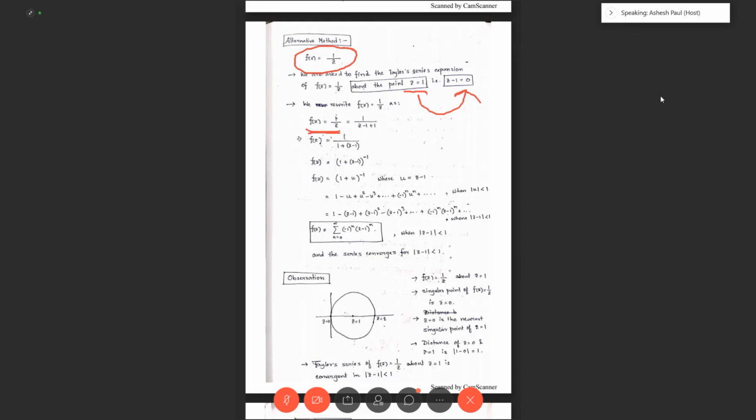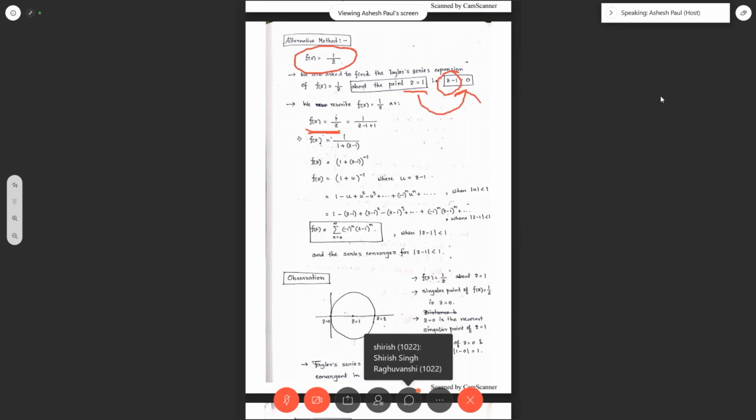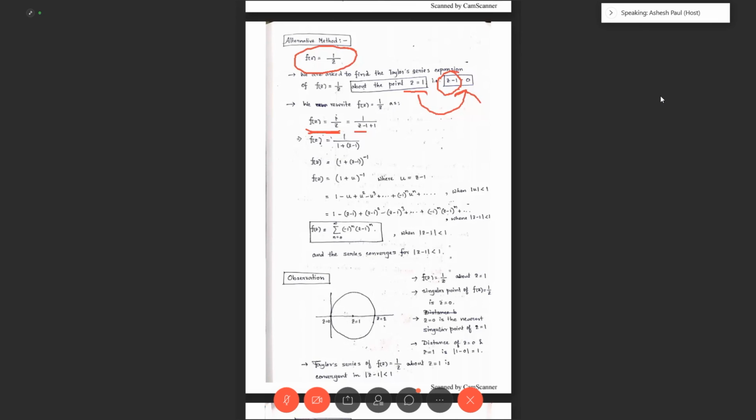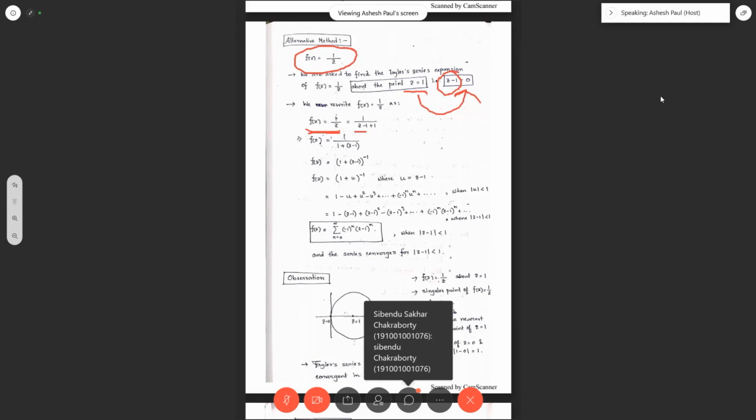We are writing this because we rewrite the function f(z) equal to 1 by z in such a way that there should be a z minus 1 in the denominator of the given function. Here I have 1 by z. I want to bring a z minus 1 in the denominator, so I am writing it as 1 by z minus 1. Since I am writing z minus 1, to normalize it, I have to take a plus 1. So this is 1 by (z minus 1) plus 1.